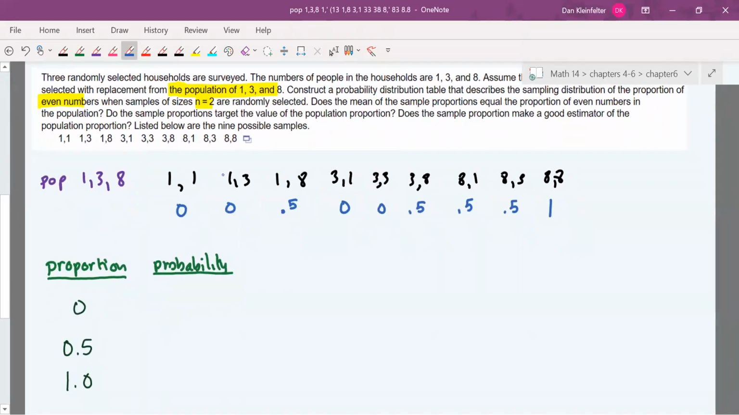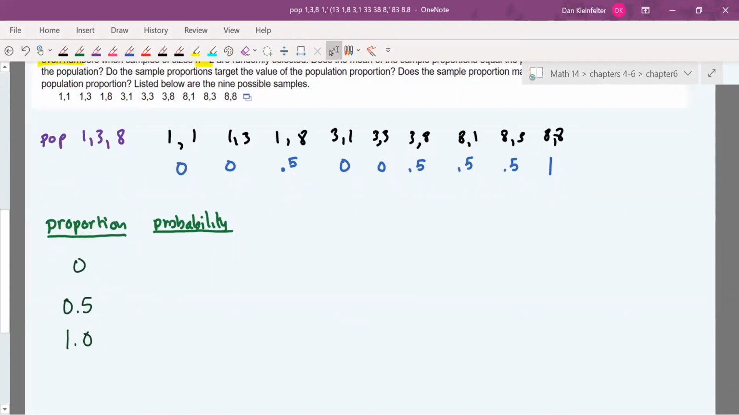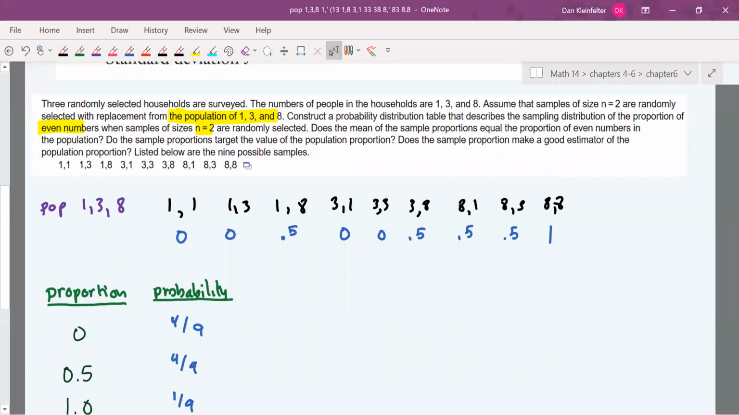All right, so out of the 1, 2, 3, 4, 5, 6, 7, 8, 9 possible samples of size 2, how many have 0 even numbers? 1, 2, 3, 4 do. So 4/9 is the probability that we will have no even numbers. There's 1, 2, 3, 4, 4/9, the probability that we'll have half the numbers being even. And then finally 1/9, the probability of 100% even numbers. Okay, there's our little probability distribution.